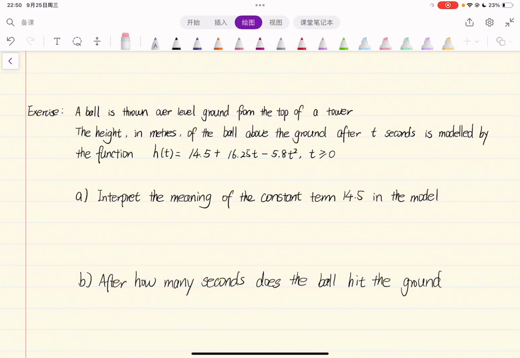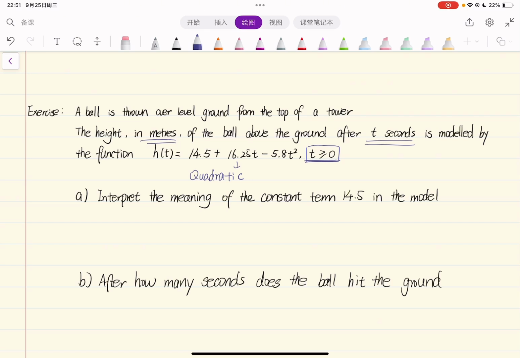Now let's do a question as an example. For this question, a ball is thrown over level ground from the top of a tower. The height in meters, be aware of the unit, of the ball above the ground after t seconds, is modeled by the function h(t) equals 14.5 plus 16.25t minus 5.8t squared. We find that it is quadratic. And t is greater than or equal to 0. Here, that is a precondition.